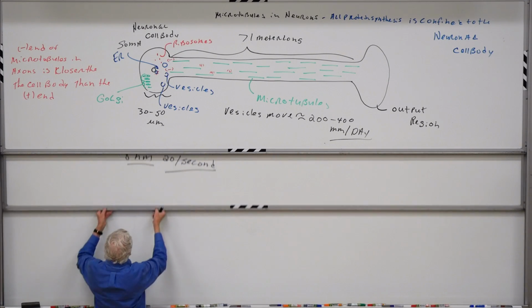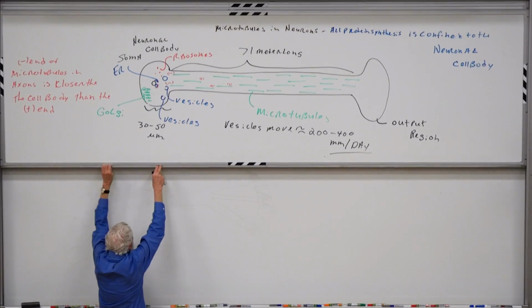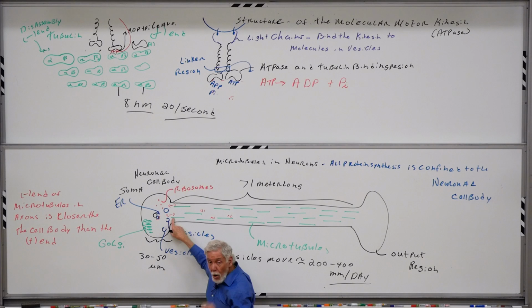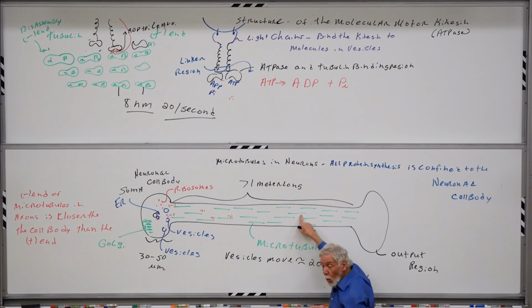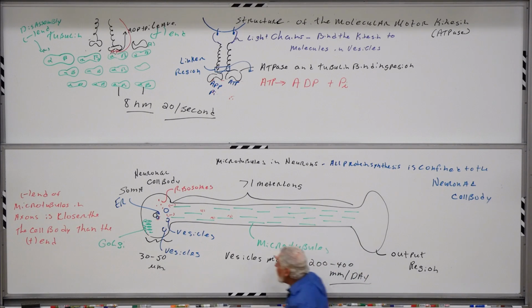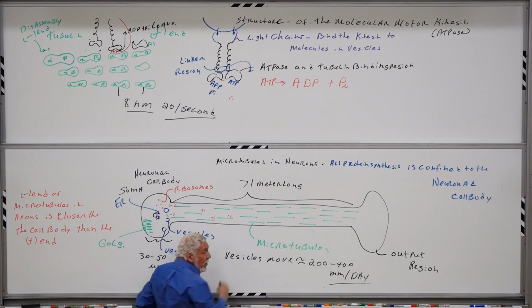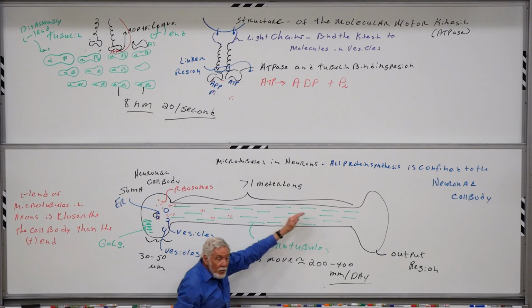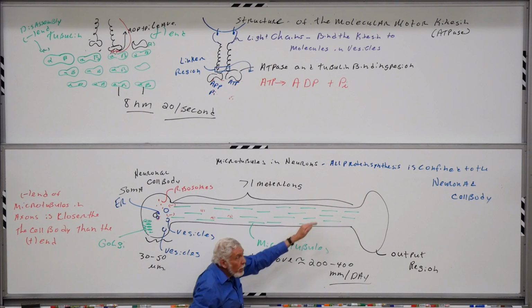We're generating these vesicles here in the neuronal cell body, attaching them to the motor, and then attaching the motor to the microtubule and moving the vesicles in one direction along the microtubules. The unidirectional nature of the movement derives from the simple fact that all the microtubules are oriented in one way, always with the plus end away from the cell body.